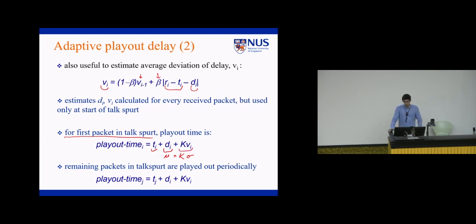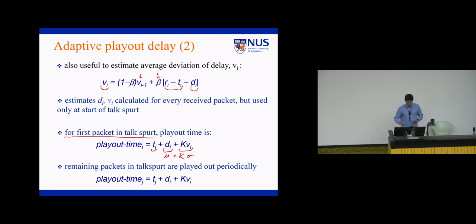Well, it depends on your design choice. How much loss can you tolerate, or how much playout delay you can tolerate? Depends on that. But the purpose of that k vi term was to push the playout time far enough into the future, right, so that only a small fraction of the arriving packets in the talk spurt are lost due to late arrivals.